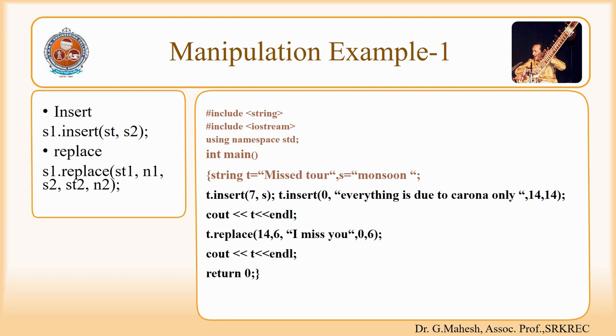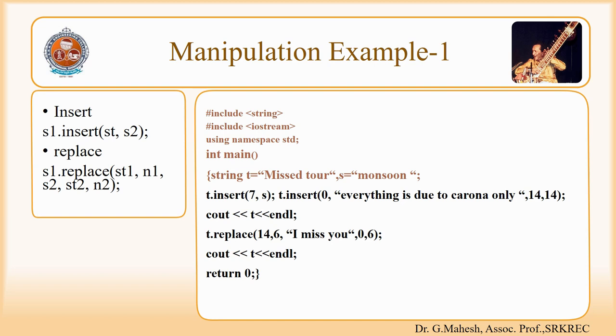Now let us insert this S string into the string T. At what position? At the seventh position you have to insert. Therefore, T will now become Missed Monsoon Tour. And then T dot insert at 0. Therefore, the new substring will be inserted at the 0th position.